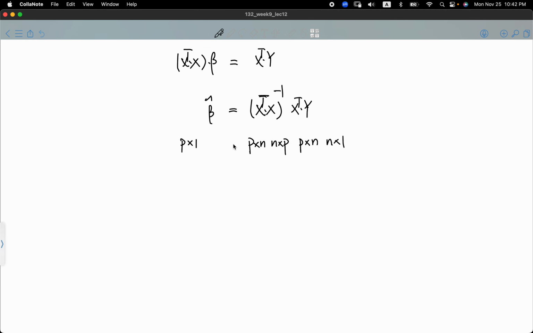So that is, or people sometimes call it, ordinary least squares. That is just a name for this estimator, because you are minimizing the least square objective function to get this one. So people call it ordinary least squares. Okay.